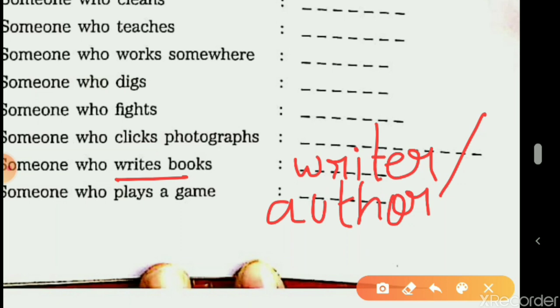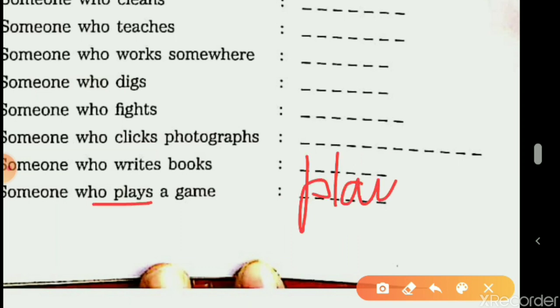Author, now you are in class 5 children, author seems to be more suitable. You need to have a good command on vocabulary. So you need to know both the words, writer and author. You can write any one word for the person who writes book. He's also known as a writer. He's also known as an author. Now the last one, someone who plays game. Someone who plays game is known as a player.